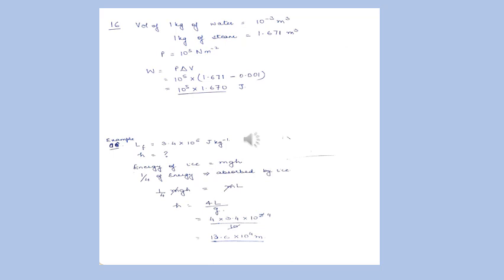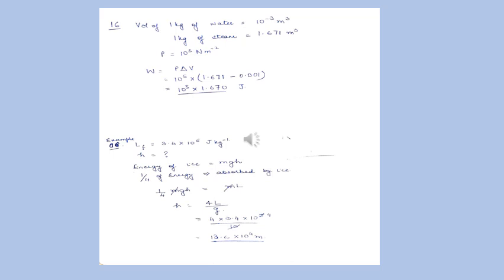Now we know that the work done is equal to P delta V. So substituting the values of pressure as 10 to the power 5 and the difference in volume as 1.671 minus 10 to the power minus 3, we get the answer as 1.670 into 10 to the power 5 joules.